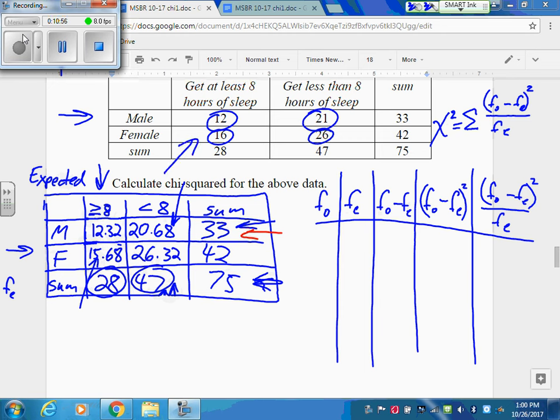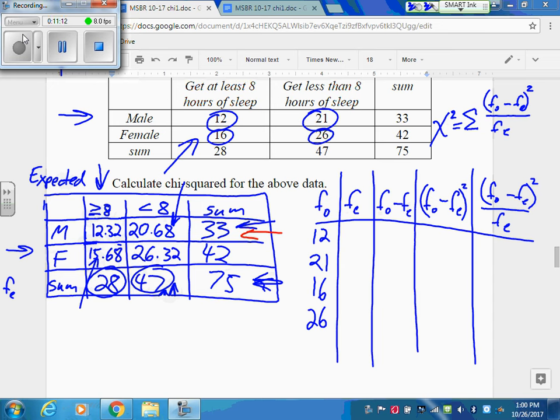I still have them circled in blue up here on my original table. So I like to go first row straight across. So I have 12, then I have 21. That was my first row with my males. And now I'm going to the females where I had 16, 26.